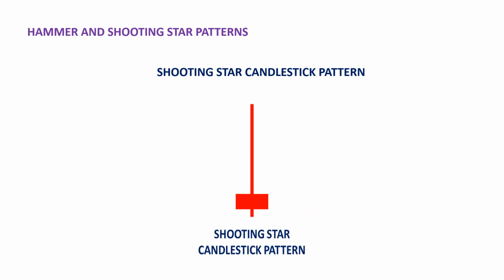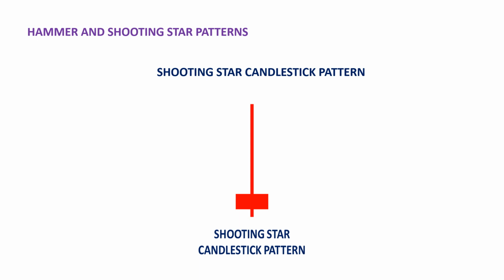Shooting star candlestick pattern. In this graph, the shooting star is a bearish candlestick pattern that mirrors the hammer but appears at the top of an uptrend. It has a small body at the bottom and a long upper wick or upper shadow. The shooting star suggests a potential reversal of the uptrend and the start of a downtrend.